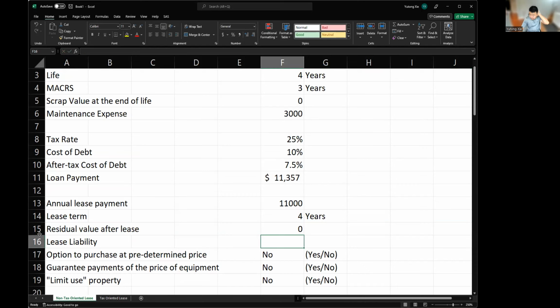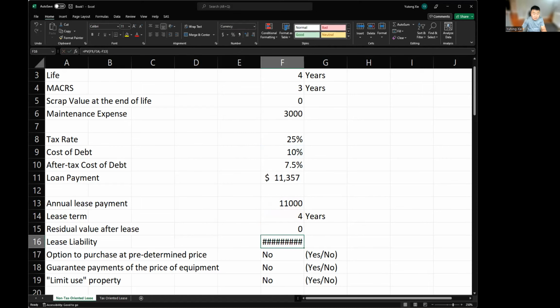You only need this if it's an operating lease. Sorry, if it's a financial lease. If it's an operating lease, you don't really need it, but you can always have it. So the lease liability is the present value of the 4 lease payments over the next 4 years at a discount rate of 10%. So it's going to be PV of 10% cost of debt. NPER is the term of the lease, 4 years, and the lease payment is this. So I need to put a negative sign in front of it. So I have negative 11,000.